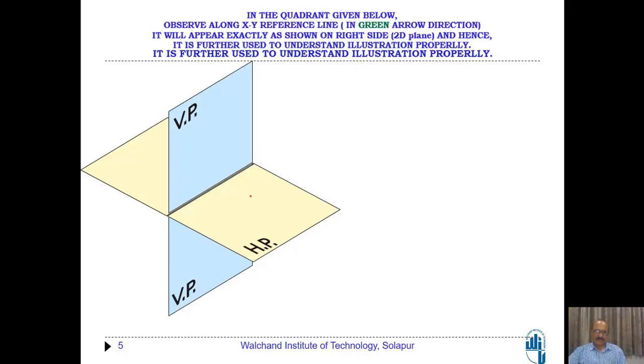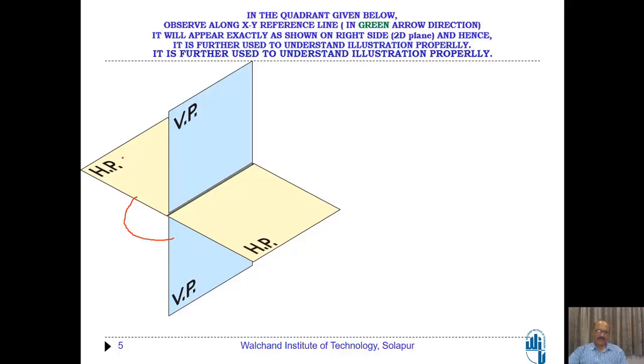Any object situated in this quadrant, we explain as above the horizontal reference plane and in front of the vertical reference plane. Now we go with the object situated in the second quadrant, which also has a 90-degree angle. We explain this as beyond the vertical reference plane and above the horizontal reference plane. An object situated in this quadrant, we call it situated in the second quadrant.